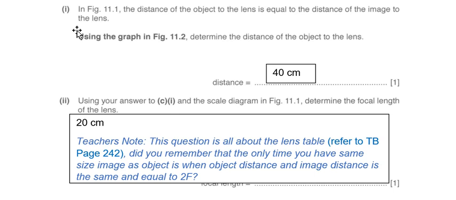Of course, there are exceptions in the last two cases. So there's only one answer, and that is when you are able to identify that u equals 2f is the case of this one. So that means the object distance is equal to 2f. So what is f? f is 20, because the object distance is 40. So f must be 20.